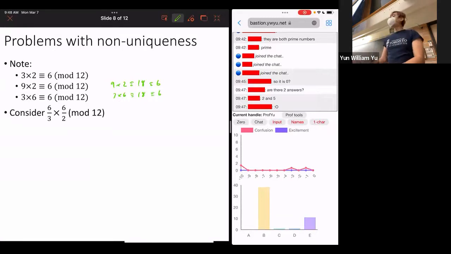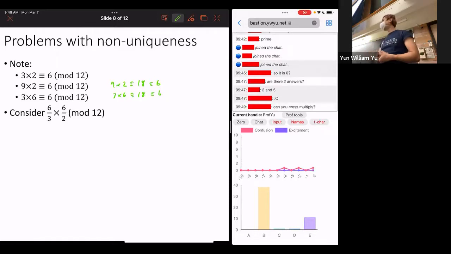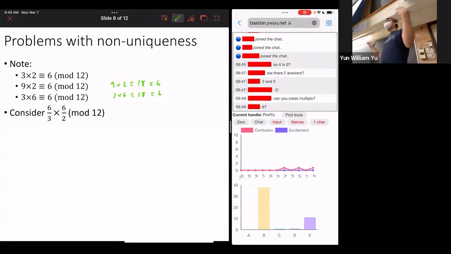Okay, but then what if I ask you, what's 6 divided by 3 times 6 divided by 2? I'll give you a moment to think about that. I probably should have put a poll on here. But when you get an answer, tell me in the chat. Can you cross multiply? That's a very good question. What is cross multiplication? Note the name of the slide is problems with non-uniqueness.